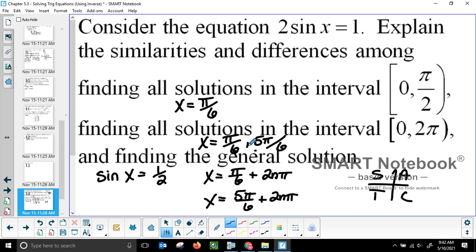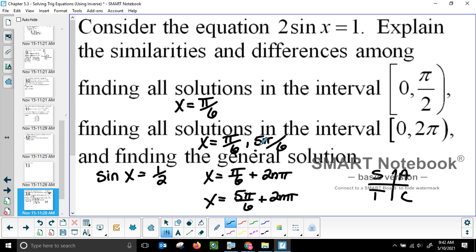I'll be impressed if anybody gets it. They're equal distance from the horizontal line. They're equal distance from the x-axis, right? And that's very good. There's a special term that we have for those. They have the same reference angle.